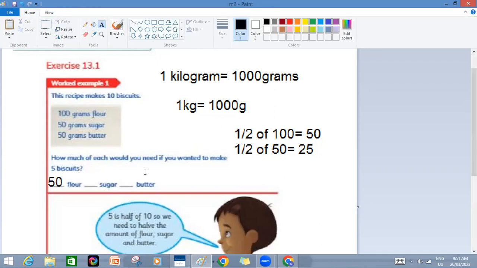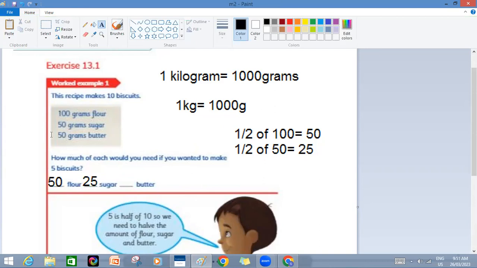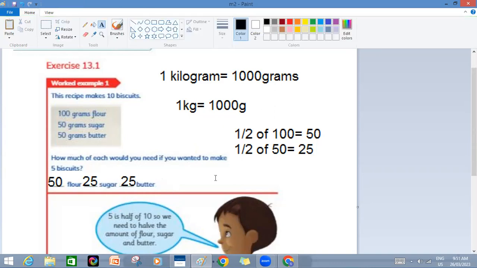50 grams of sugar. I told you half of 50 is how much? 25. So we write 25 grams of sugar will be needed to make 5 biscuits, and 25 grams of butter is needed to make 5 biscuits. So here it is, that is the answer to our question.